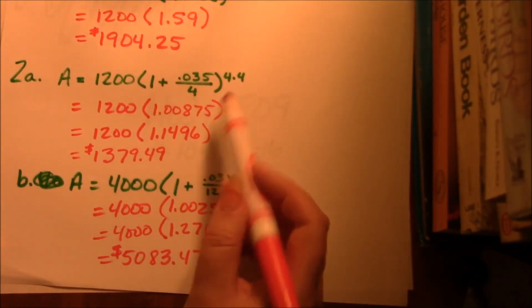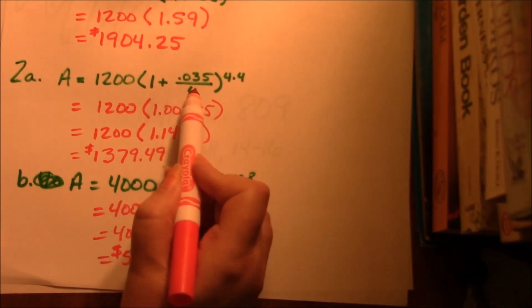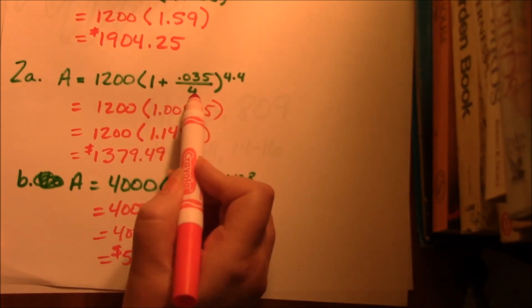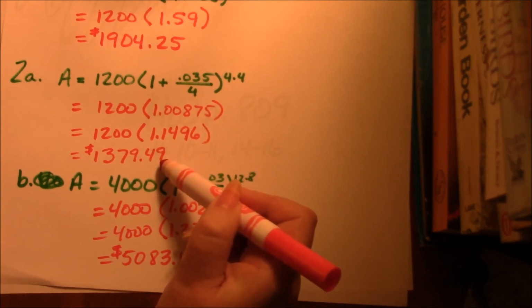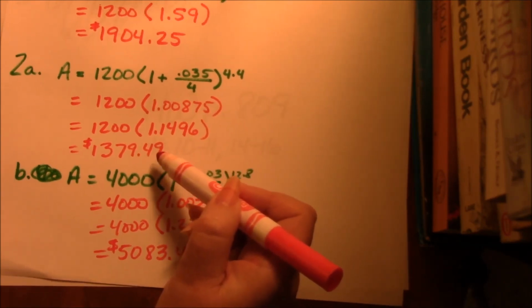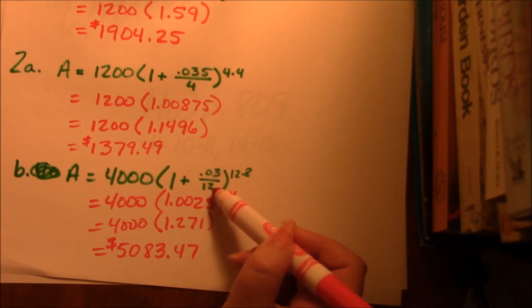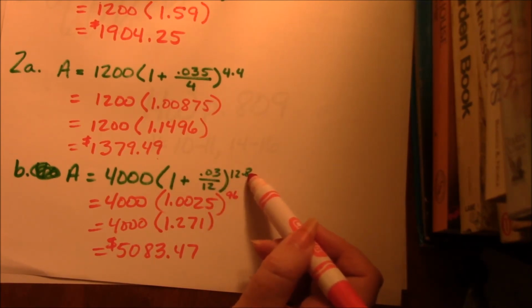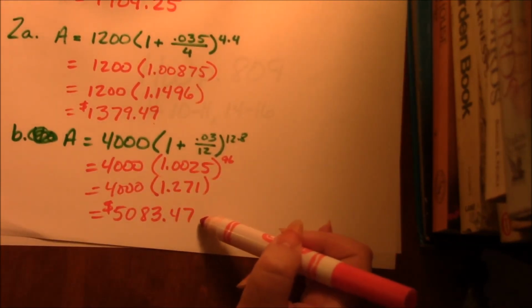Checkpoint 2A, we have 1,200 at a rate of 3.5% quarterly for 4 years, which gives us $1,379.49. And then we have 4,000 at a 3% rate compounded monthly for 8 years, and that gives us $5,083.47.